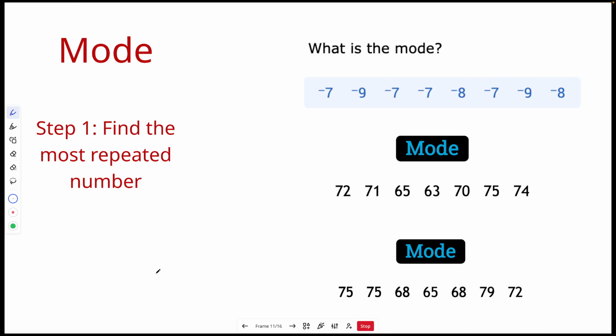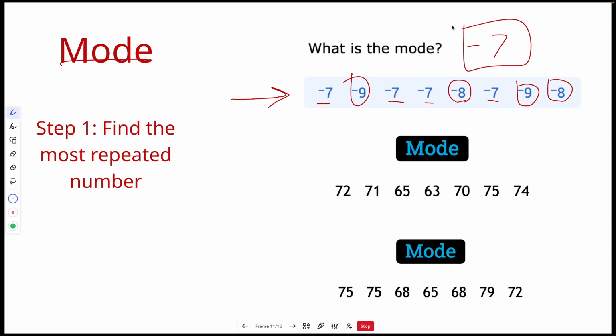Okay, for the mode, there's only one step: find the most repeated number. So, in this set of numbers right here, what number do you see the most? Well, I see a -9 and a -9. That's 2. But then I see -7, -7, -7, -7. I see that 4 times. This 8 only happens 2 times. So -7 is the mode. And that's it. You're just looking for the most repeated value.